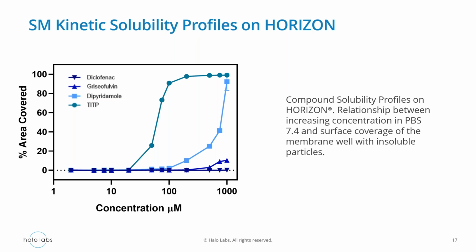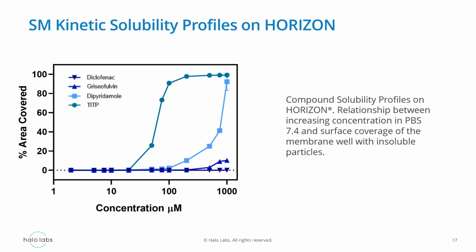In the first case, we have these four compounds that we've tested. These are available drugs that are in the market right now. And as you can see, as you increase the concentration of the compound, you see different kinetic solubility profiles for these molecules. Over here, we're following percentage of area cover. So 100% doesn't mean that it stopped precipitating. It just means that we reached saturation of our membrane.